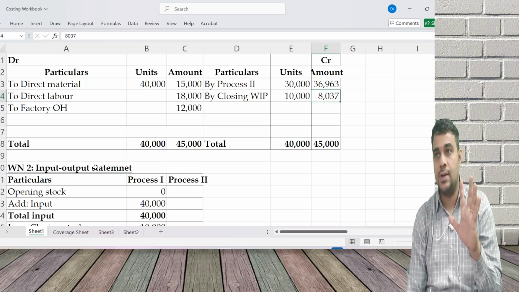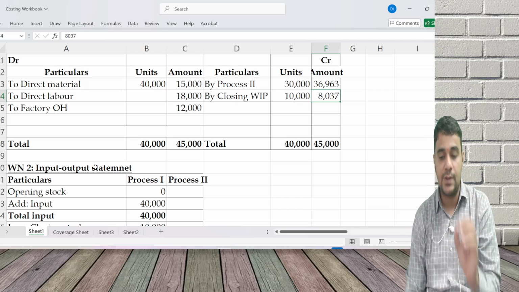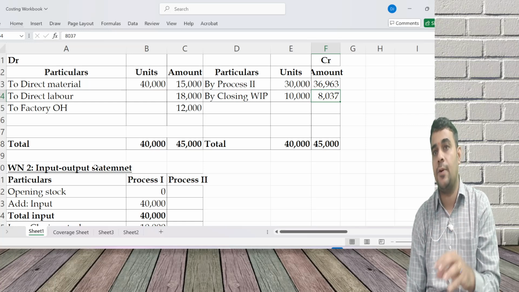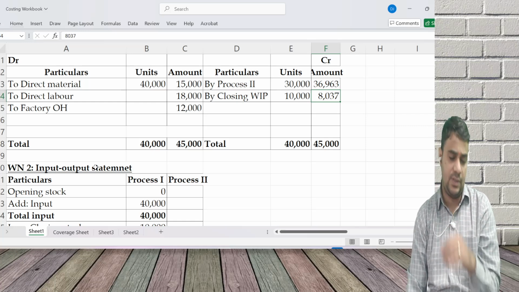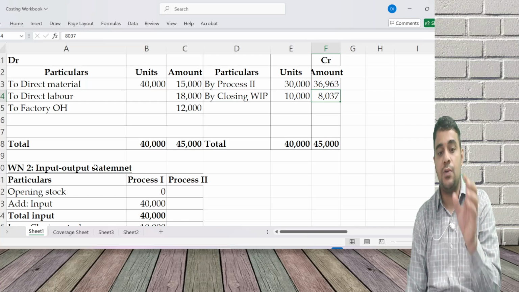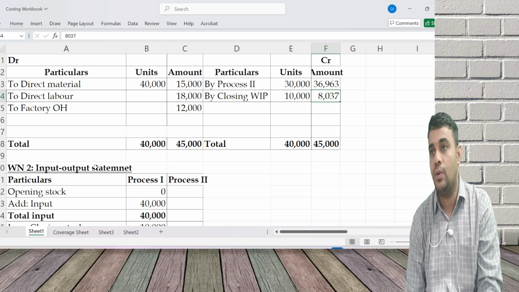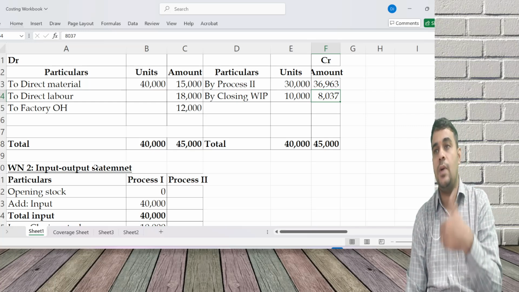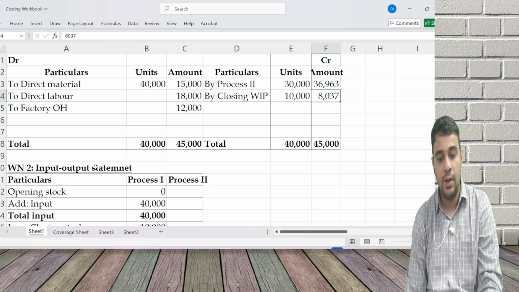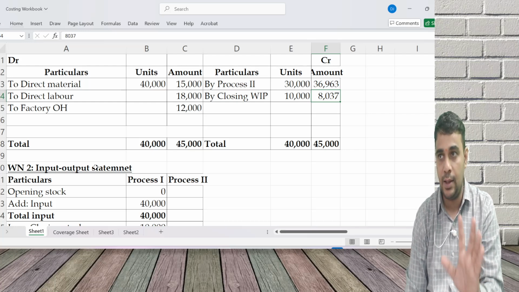Any doubts on this? Again I'm repeating, process costing is a calculation-heavy area. The maximum amount of time in the chapter that I've spent till now is going to be on process costing, because it takes more time to do the calculations. Process 2 I'll take in the next session. Any doubts on whatever we have done till now? Please revise this and then we continue in the next session.